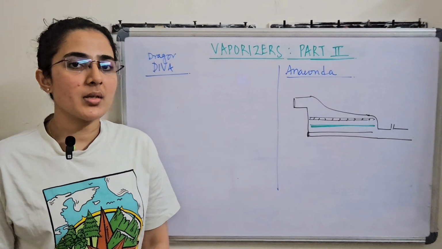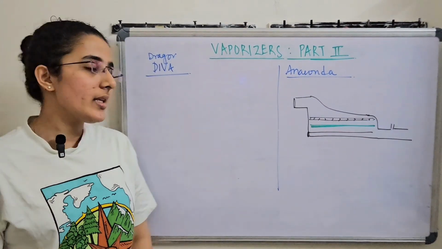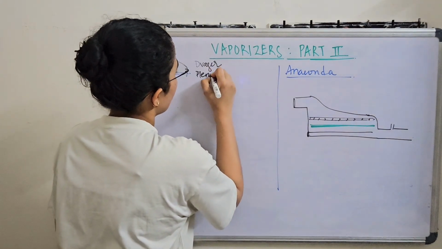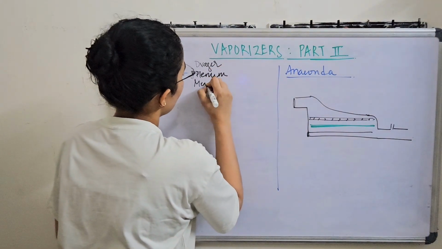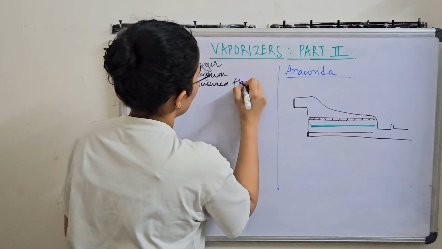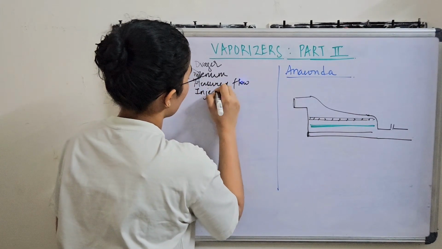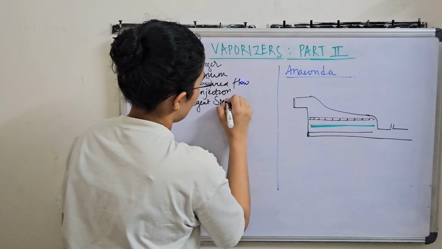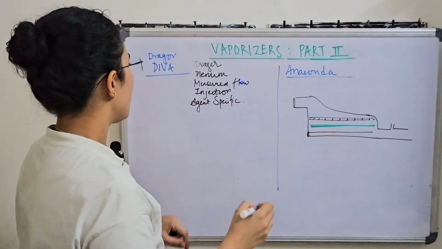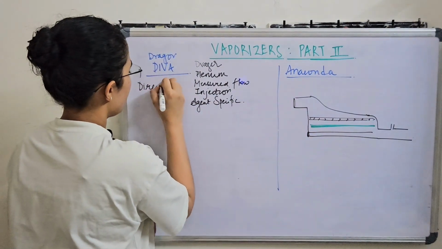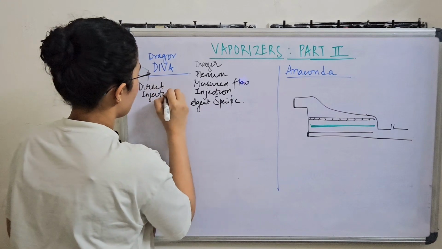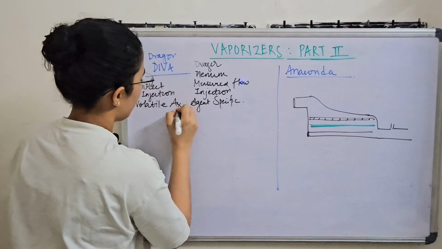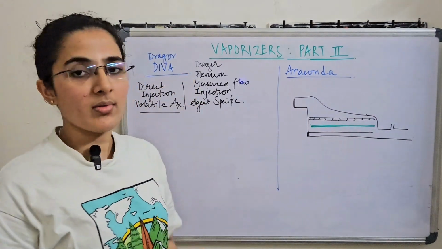So next we'll be seeing about the Draeger Diva. The Draeger Diva was manufactured by Draeger. It is a plenum type, measured flow, injection type of vaporizer and it is agent specific. In the Draeger Diva, Diva stands for direct injection of volatile anesthetics. So this is the full form of Diva.